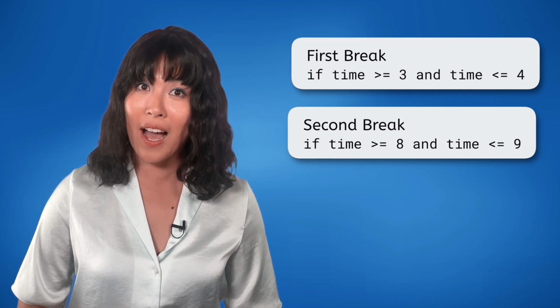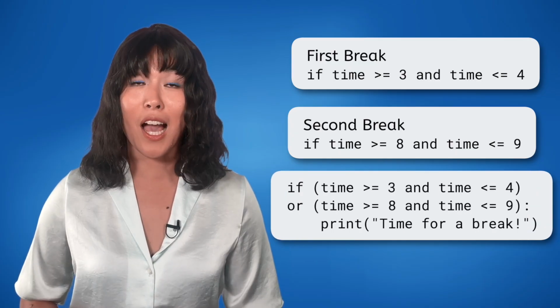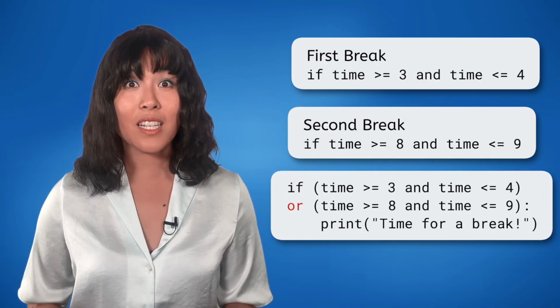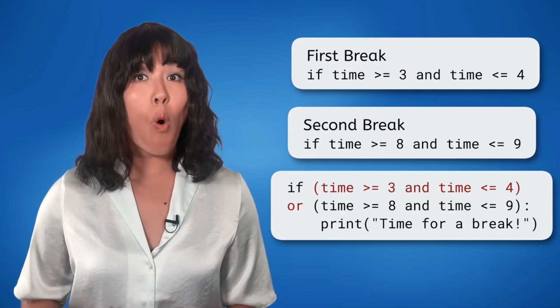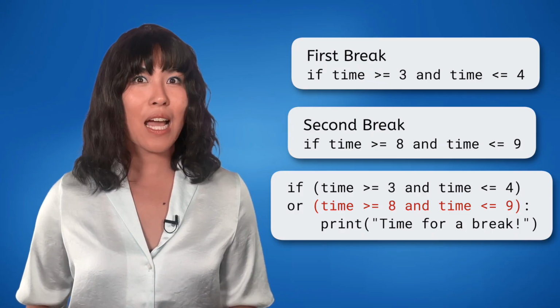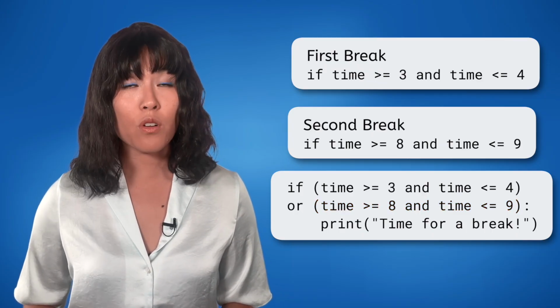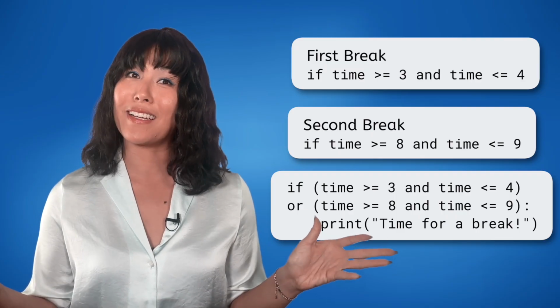Now, since both time ranges can't happen at the same time, we use or to combine them. Either my break is between 3 and 4, or my break is between 8 and 9. If the time is greater than 3 and less than 4, or the time is greater than 8 and less than 9, I'll take a break.